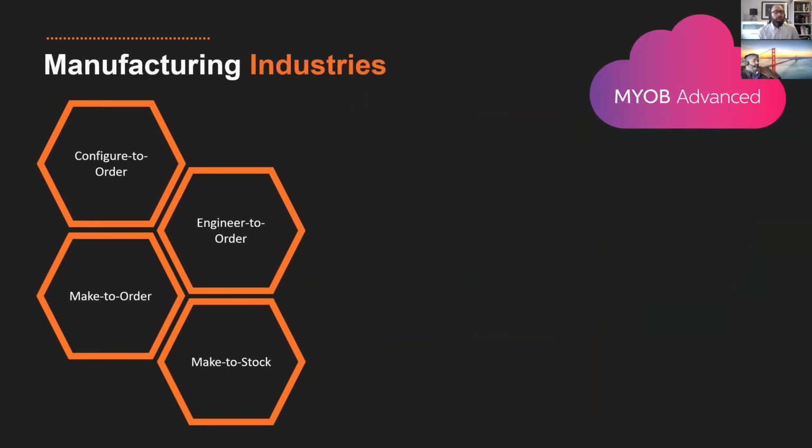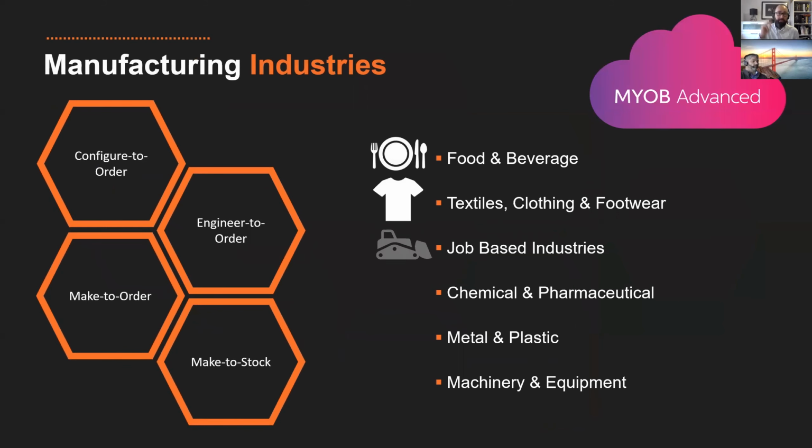So these workflows that I just talked about can fit a number of industries within the Australian market. Food and beverage is definitely one of them. When it comes to food safety and material end-to-end traceability, that's very important for those organizations, so MYOB Advanced can handle that. When it comes to clothing, textile, clothing and footwear, with different color, size, and style combinations, we can handle that with MYOB Advanced.